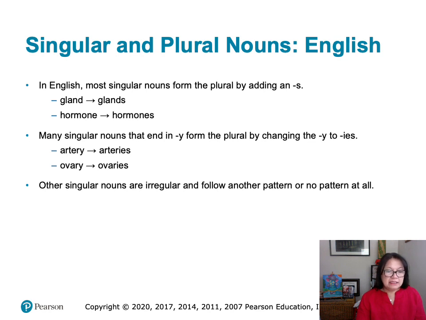However, many English singular nouns that end in Y form the plural by changing the Y to IES. Thus, artery becomes arteries, and ovary becomes ovaries. Still, other English singular nouns are irregular in that they follow some other pattern or no pattern at all to form the plural.